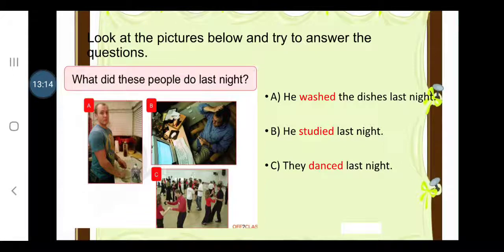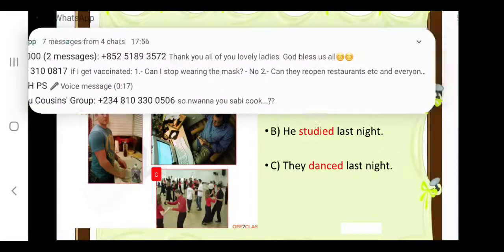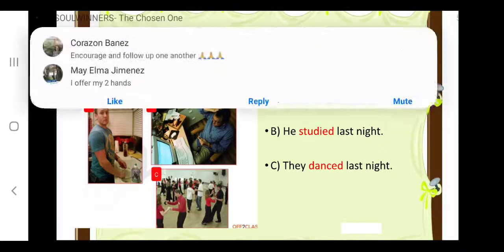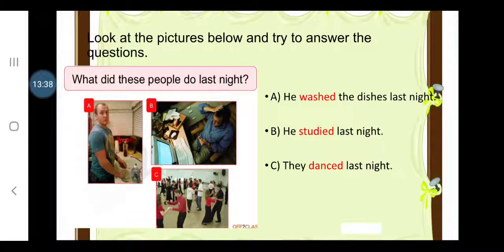B, look at B. It's got some books in front of him, computer open, and he's scratching his head. He did something, okay? He studied last night. Study, studied. C, we see people standing, holding each other, or they are in pairs and seem to have been moving around. They danced last night. So dance, danced.